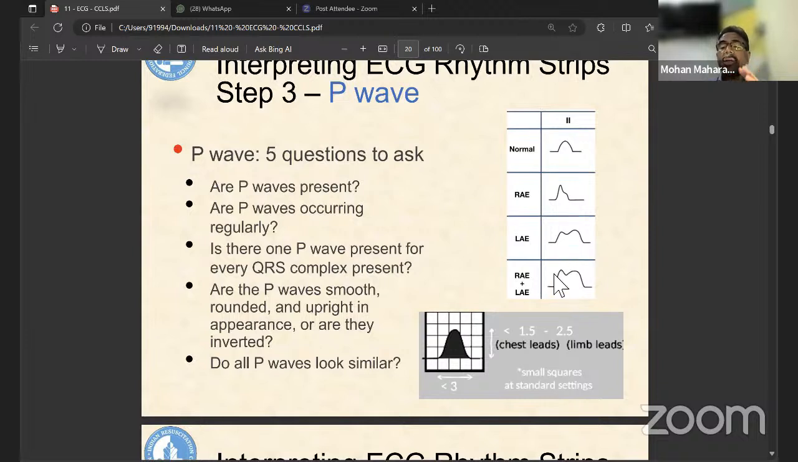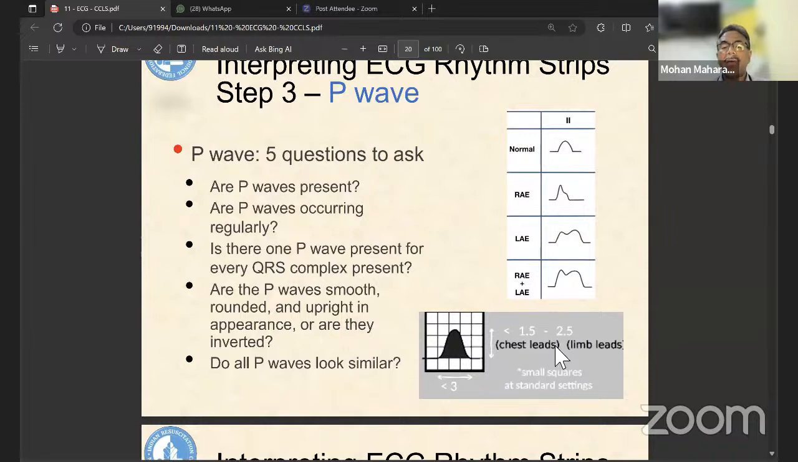And when you have both together, you have right atrial enlargement plus left atrial enlargement. Conduction is bigger than the normal size because both are enlarged, and it takes a long time to have a deflection upwards. So, do all P waves look similar? It depends, as I told you.